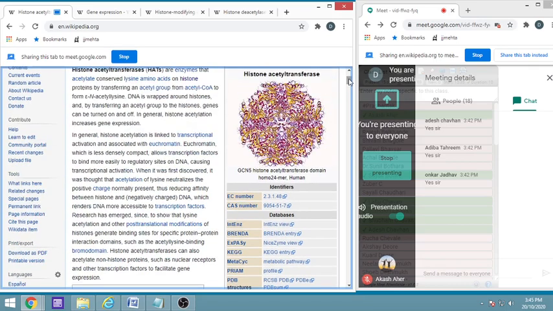So we know what it is. These are acetyltransferases. They are also called HATs. They are the enzymes which acetylate the lysine amino acids on the histone proteins. By transferring an acetyl group from acetyl CoA to lysine, they make it an acetyl lysine. We know that DNA is wrapped around histones, and because of the transfer of the acetyl group, the genes can be turned on and off, meaning the expression of the gene.